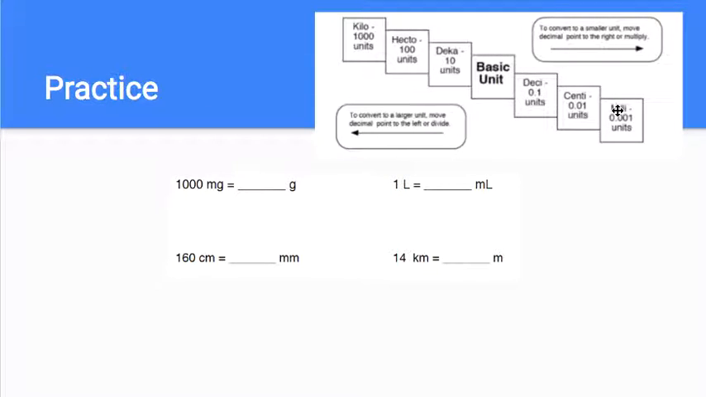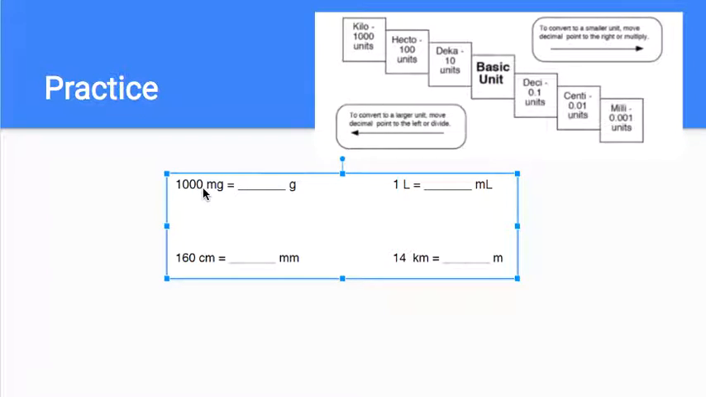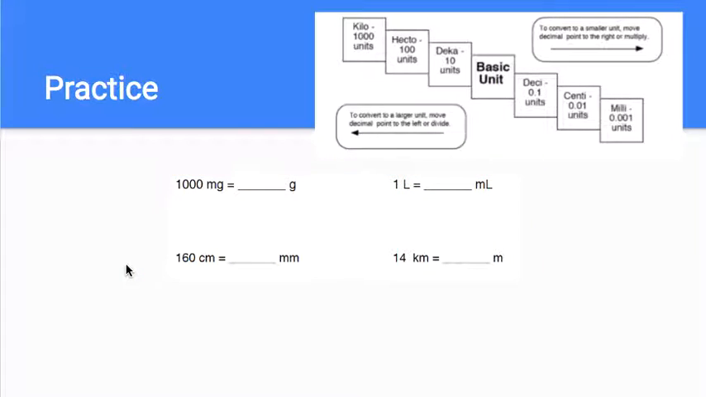So that means I need to go 1, 2, 3 places to go from milligrams to grams. There's no decimal point right there, but we know that there would be a decimal point at the end of the number to make that 1,000. So I'm going to move my decimal point from where it's assumed to be after the last 0 to the right 3 places, 1, 2, 3. So then I would just have 1 gram.